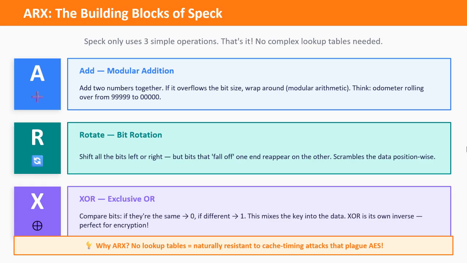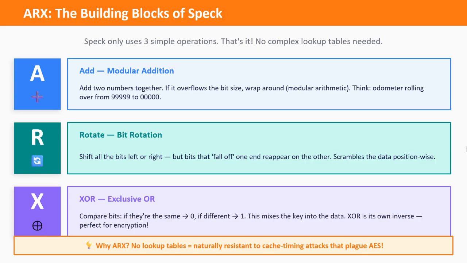First, modular addition. You add two numbers together, and it overflows the size and wraps around, so it does mod arithmetic. Like the example here, the odometer in your car: you have 999,999 miles, and then you get one more mile, it rolls back to zero. Next, rotate is the bit rotation. You shift all the bits right or left. In my current project, we're shifting it right, I believe, and the one that goes off the end starts back at the start.